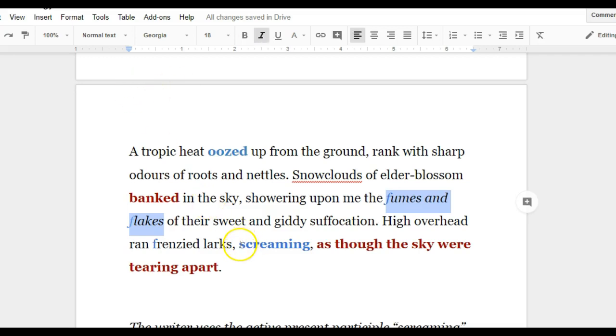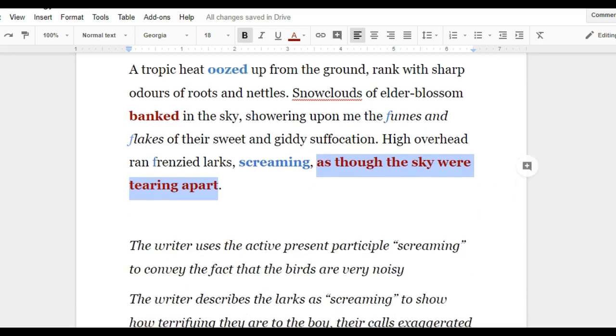I could also pick up on this word, screaming. Now, a lot of people are going to say that these words ending in -ing are present participles, which may be true, but they can be used in different ways. Is this used as a verb? Is it used to describe? What is it doing? That also becomes complicated. And then finally, people avoid things like similes, as though the sky were tearing apart, as if it's some kind of level 1, put it on the reject pile of subject terminology.